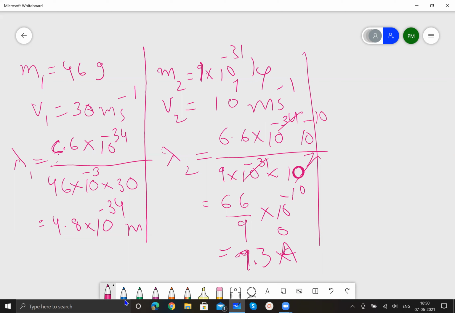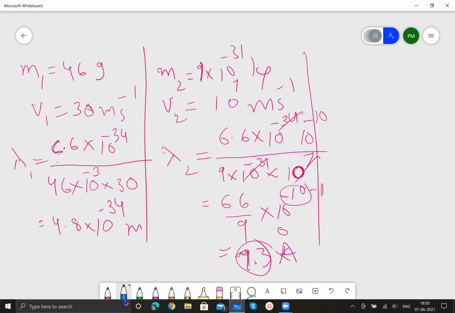I think it should be 10 to the power of minus 11. That one I told you. You should tell, not I asked. You should tell before that. So it should be 0.73 angstrom units. Good. Next question.